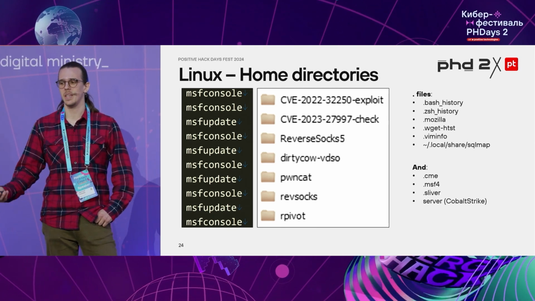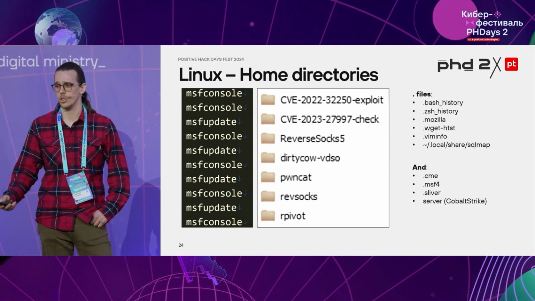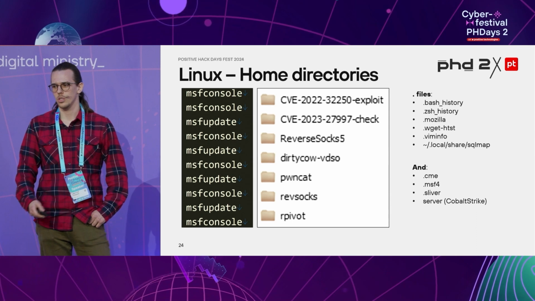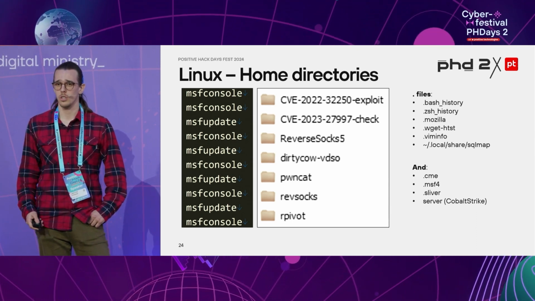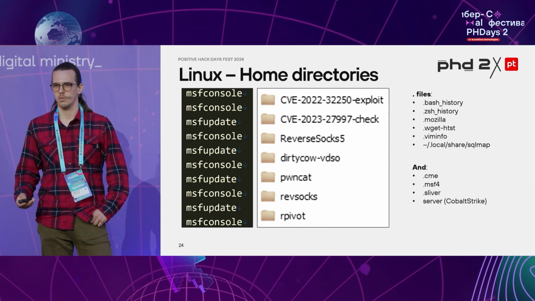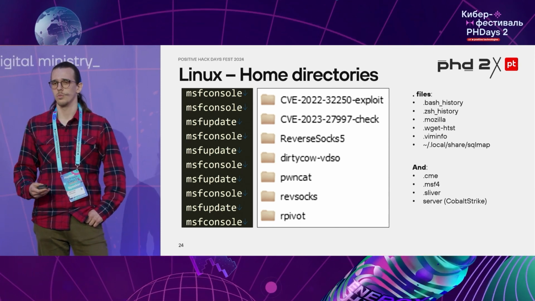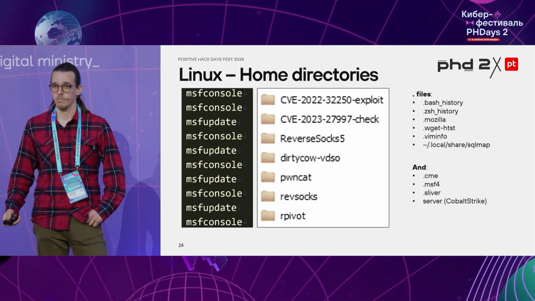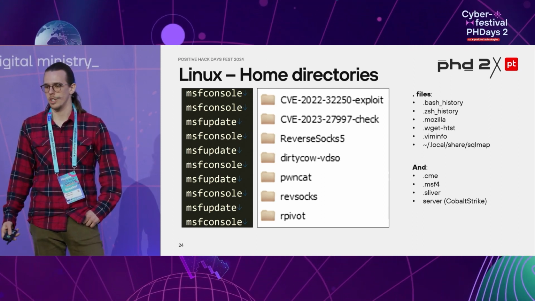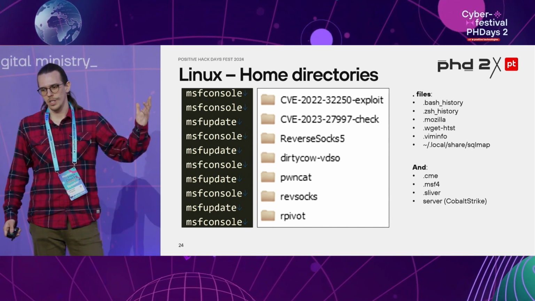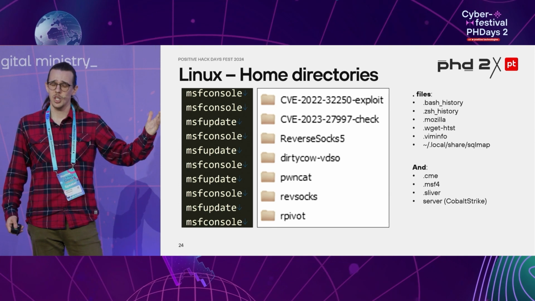You would be able to see what recent files were opened and what they were looking for. Local.share could also have something. In this case, it's SQL map and some outputs of what we could find. So, the first example is bash history.